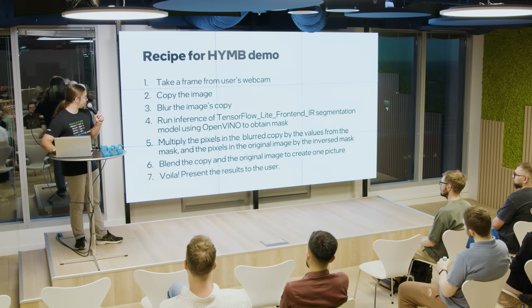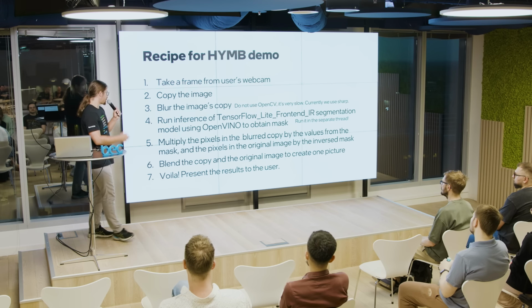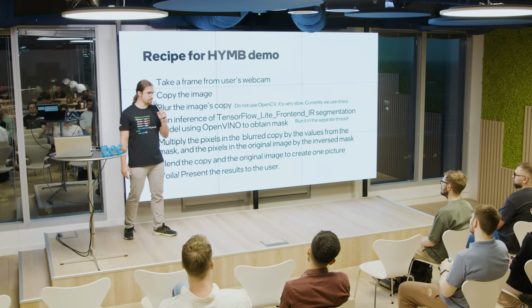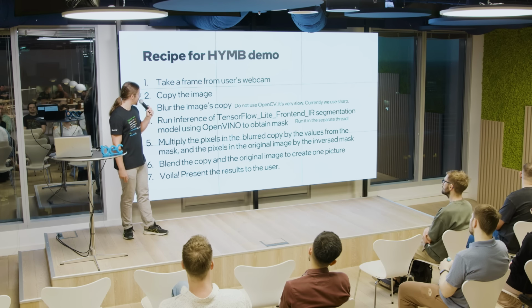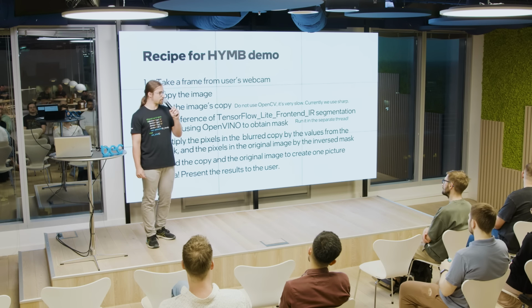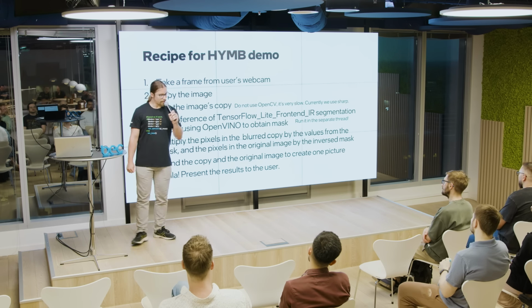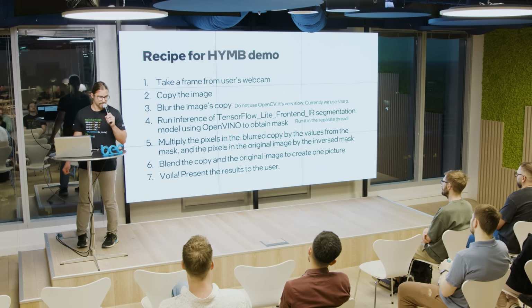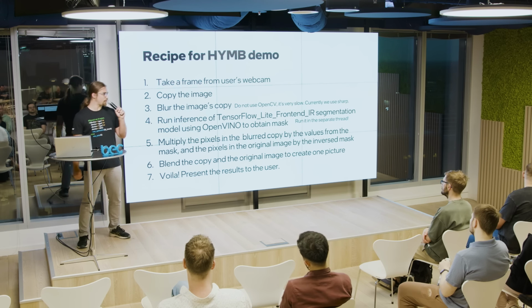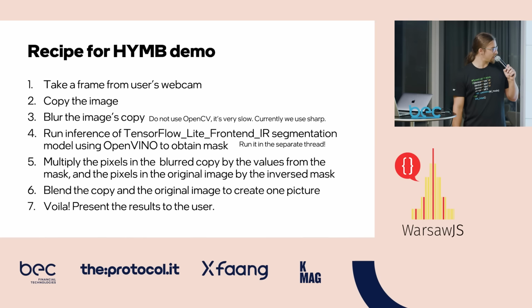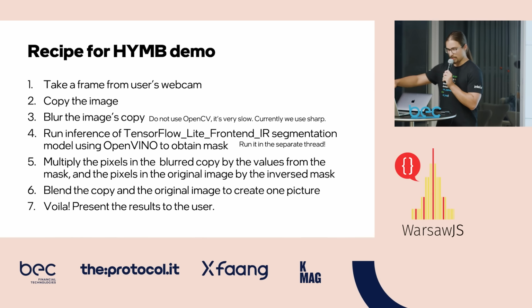But there are two things that we need to remember. First, do not use OpenCV. First, we did it, and OpenCV is so slow when it comes to blurring images that we decided to change into Sharp. But as you can see, it is still quite slow. So this is our pain point of the whole project, blurring. And when you run inference, run it in the separate thread. It makes the lag less visible.